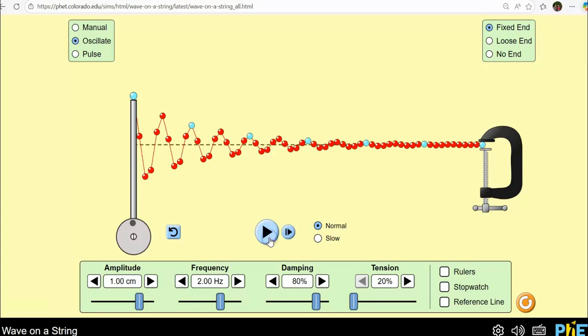Next, we go for damping low and tension high. Damping we go to 20% and tension we go to 80%.